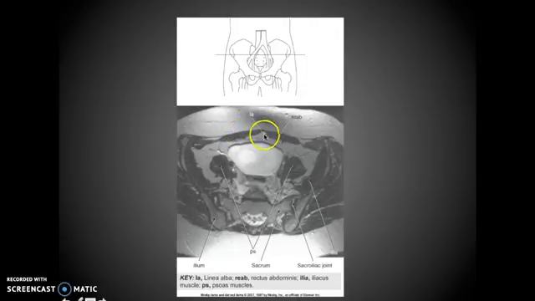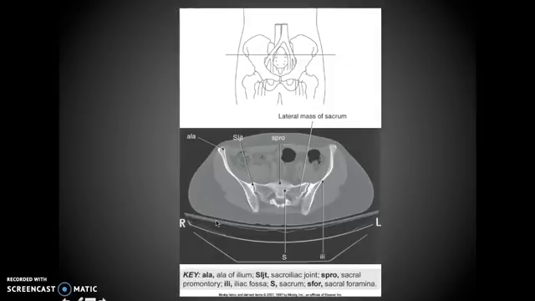So looking here, we have your linea alba with your rectus abdominis and your iliacus, your psoas muscles. This is your sacrum, your sacroiliac joint, and your ilium. This is a CT, so we'll start here with your lateral mass of your sacrum. This is your iliac fossa with your sacrum, your sacral promontory, your sacroiliac joints on either side, and your ala of the ilium.